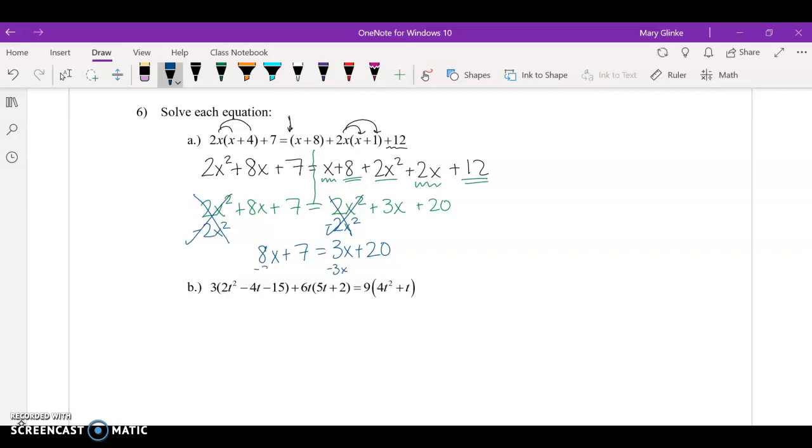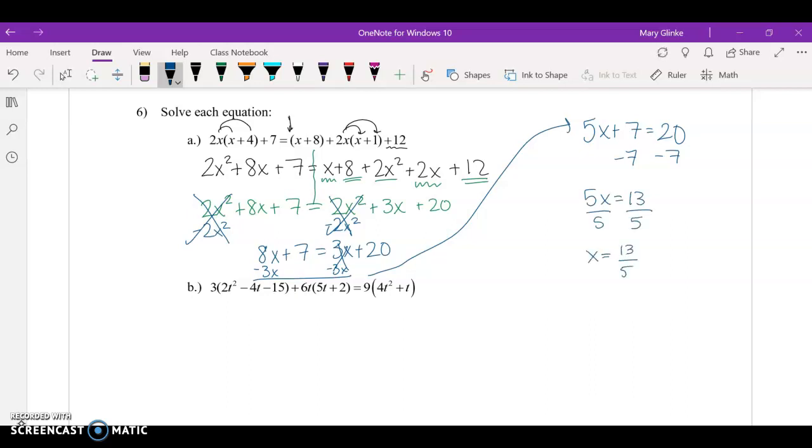And we can now solve by getting the x's on one side. So we're going to get 5x plus 7 equals 20. So we're going to subtract the 7 over. We get 5x equals 13. And we divide to get x equals 13 over 5. You might not end up with nice answers, but that's okay.